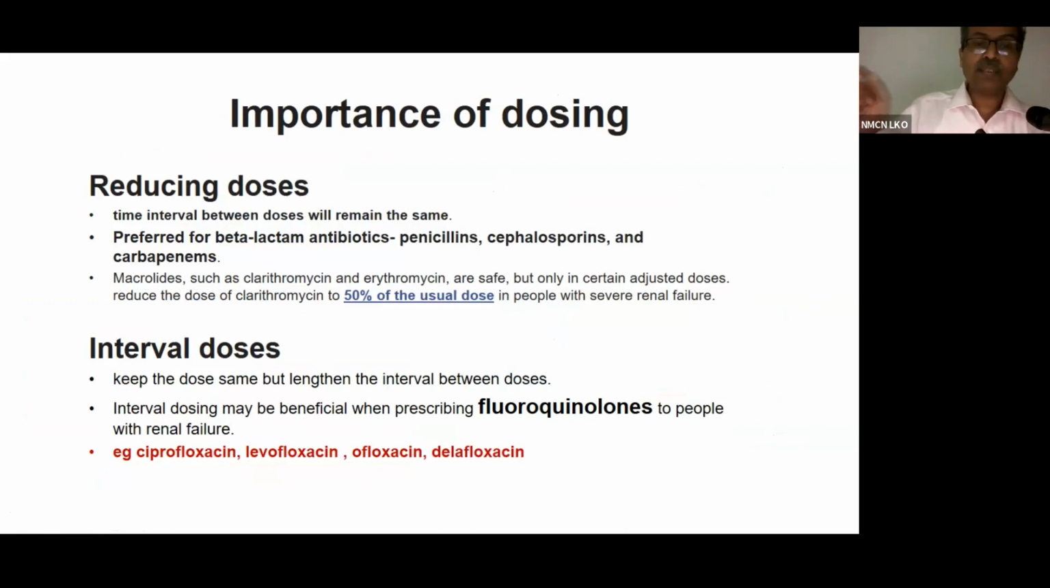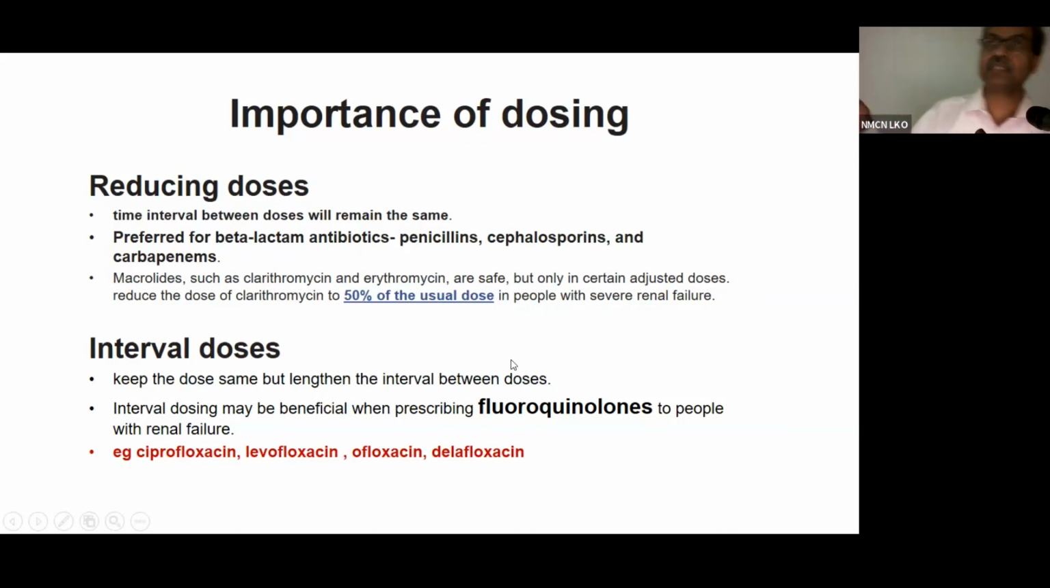The time interval between the doses remains the same while reducing the dose. This is preferred for the beta-lactam antibiotics: penicillin, cephalosporin, and carbapenems. Macrolides like clarithromycin and erythromycin are safe, but only in adjusted dosage. Reduce clarithromycin to 50% of the usual dose in patients with severe renal failure.